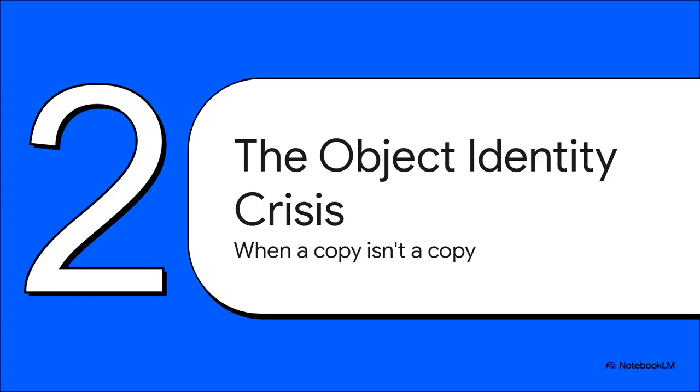You ready? First up, we're diving into what I like to call the object identity crisis. We're going to explore what really happens when you make a copy of an object in Java. Because as you're about to find out, a copy isn't always, well, a copy.